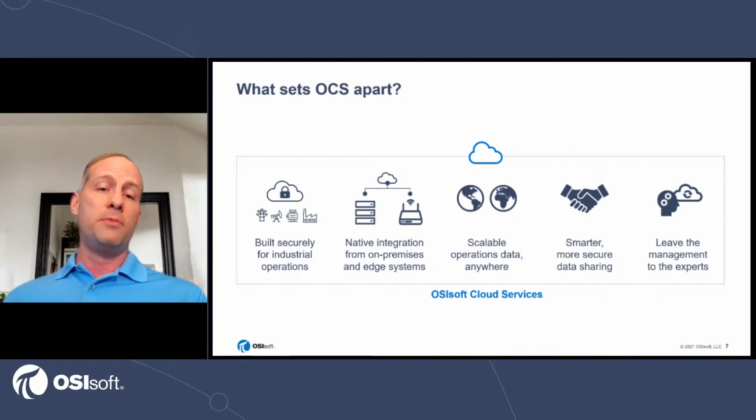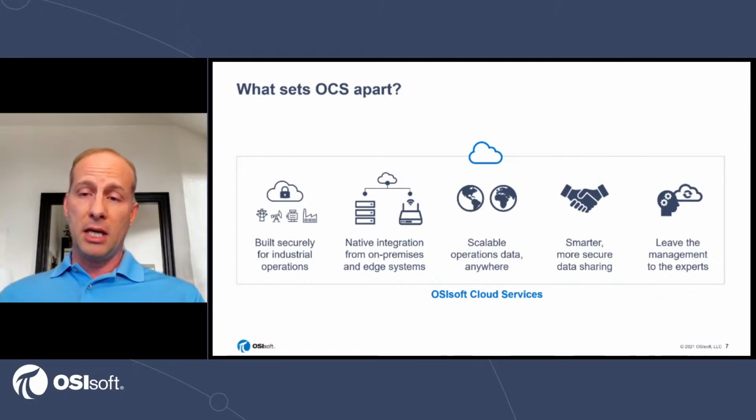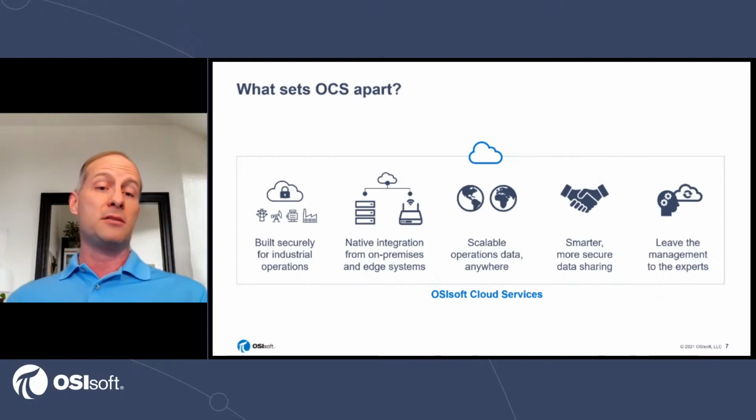Third, OCS is built on modern cloud microservices technology and is scalable and makes your operations data securely accessible to the right people without impacting your real-time on-premises systems with heavy data-intensive queries. Next, OCS is a smarter and more secure way of sharing data with your external business partners, service providers, and customers that gives you control over your data and only allows specific data to be shared with specific partners.